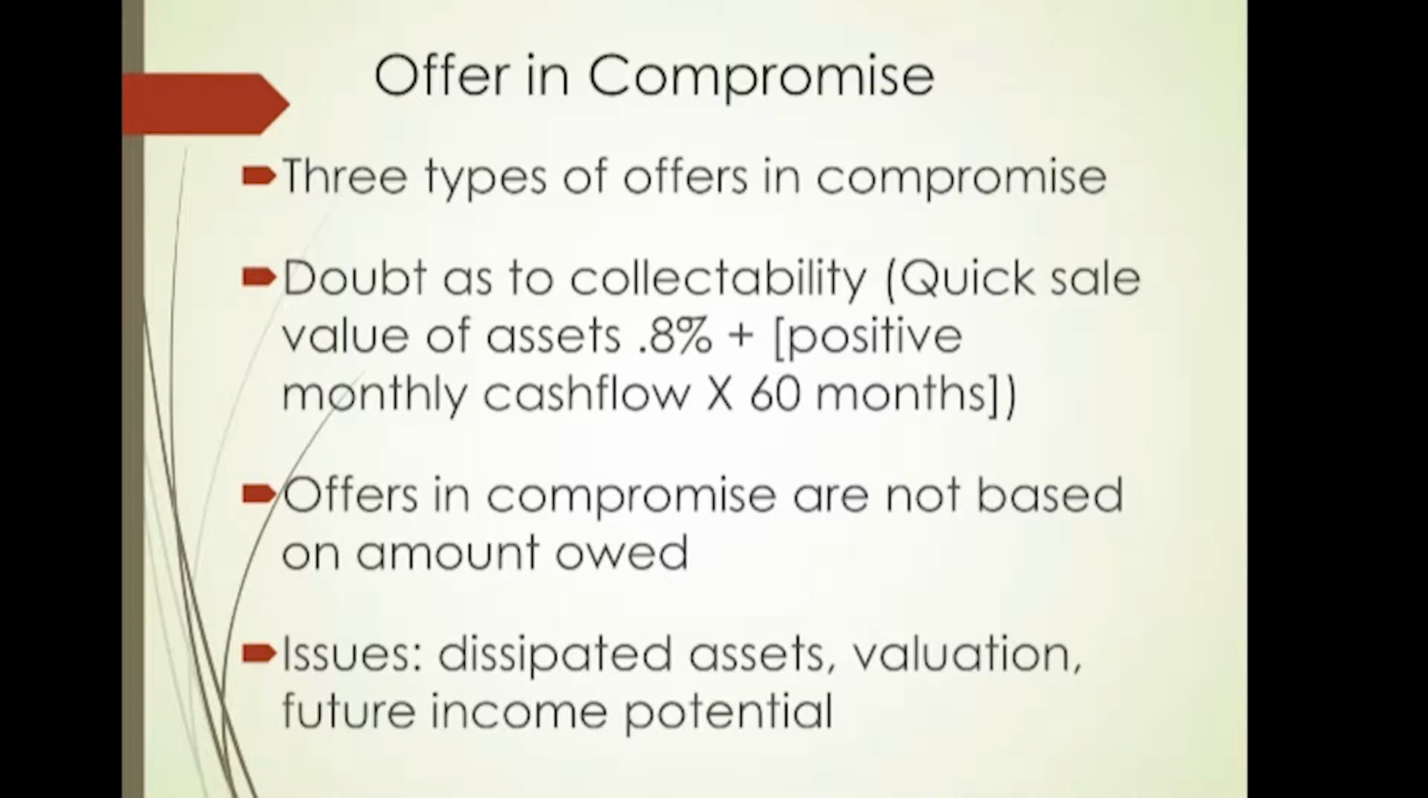So if a taxpayer is showing $10 in positive monthly cash flow over 60 months, that's $600. $100 a month in positive monthly cash flow, that's $6,000. $1,000 a month in positive cash flow, that's $60,000. So positive cash flow is really important from an offer and compromise standpoint, because little changes in the positive monthly cash flow of a taxpayer really affect the minimum offer amount that the IRS will accept.